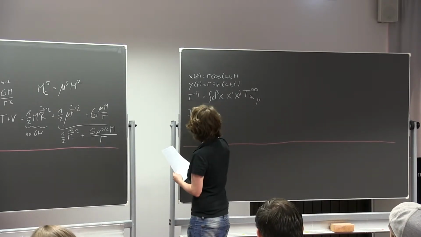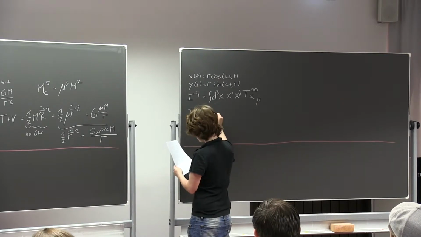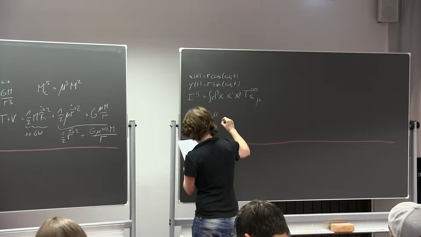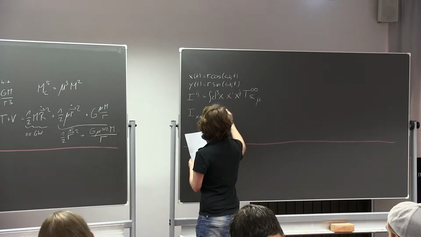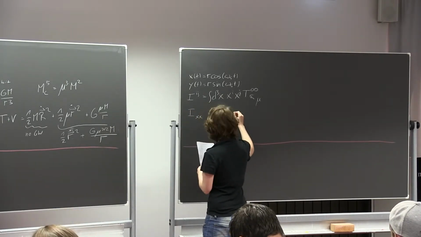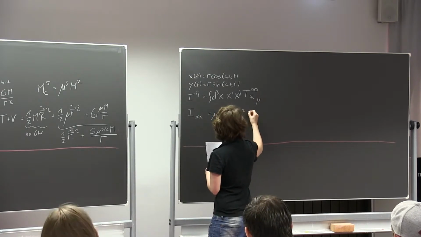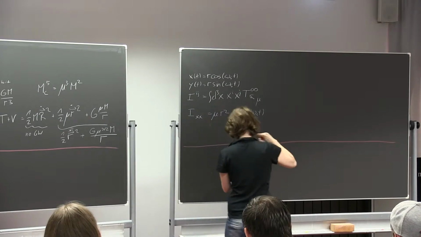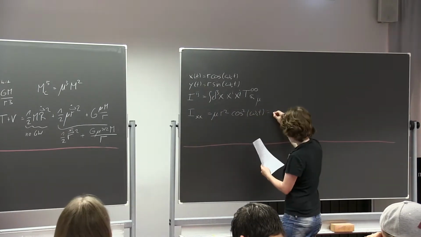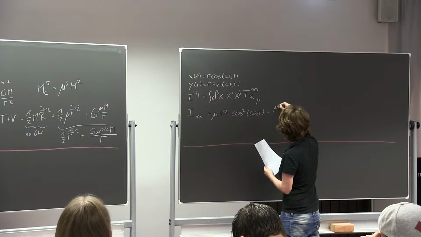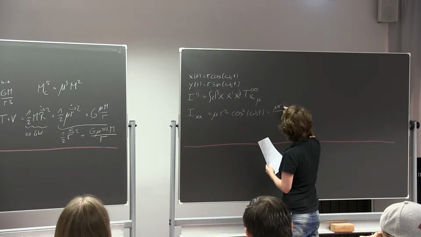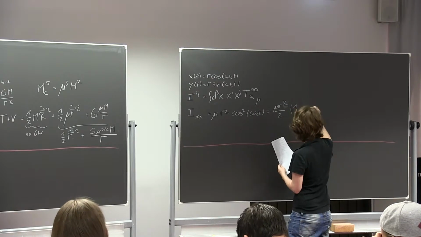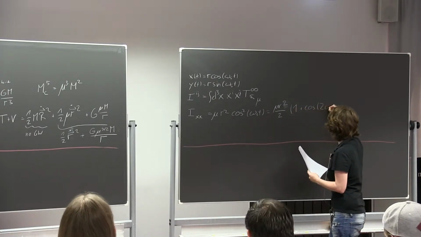So I xx gives you mu r squared cosine squared omega_s t, which is nothing else than mu r squared over 2, 1 plus cosine 2 omega_s t.